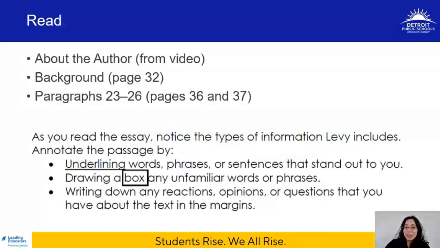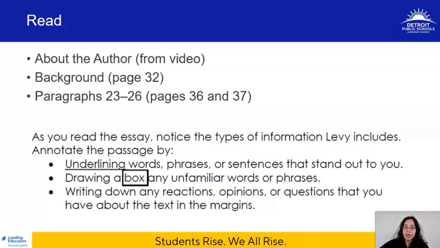The first section we'll be reading together today is the About the Author section. Then you'll read the background of the text, which is on page 32 of your packet. And finally, you'll read paragraphs 23 through 26, which you can find on pages 36 and 37. I'll show you the About the Author section on this video in a minute because you don't have it printed in your learning packet. However, as you read the rest of today's reading, I'd like you to do our usual first read annotations that you see on the screen here.